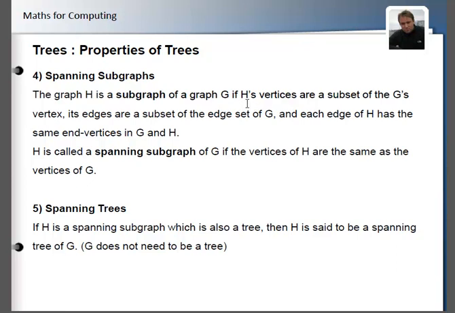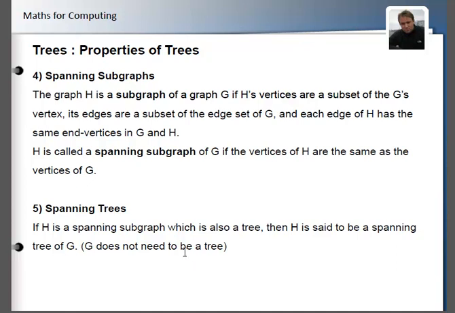The graph H is a spanning subgraph of a graph G if H's vertices are a subset of G's vertex set, its edges are a subset of the edge set of G, and each edge of H has the same end vertices in H and G. So H is a spanning subgraph of G if the vertices of H are the same as G's. Further on from that, if H is a spanning subgraph which is also a tree, it is said to be a spanning tree. G does not actually have to be a tree.